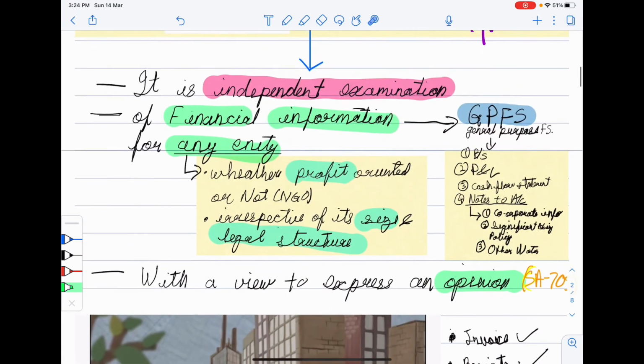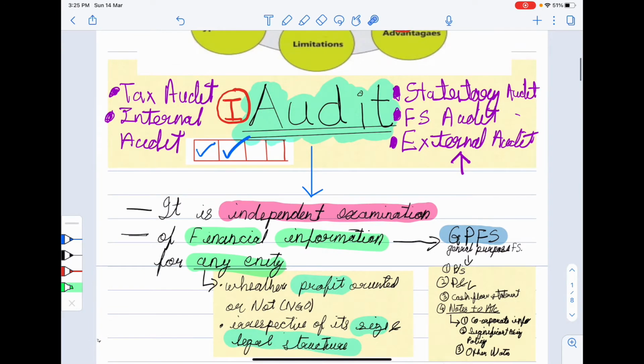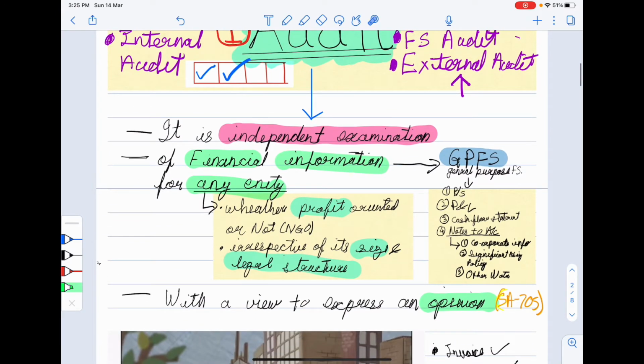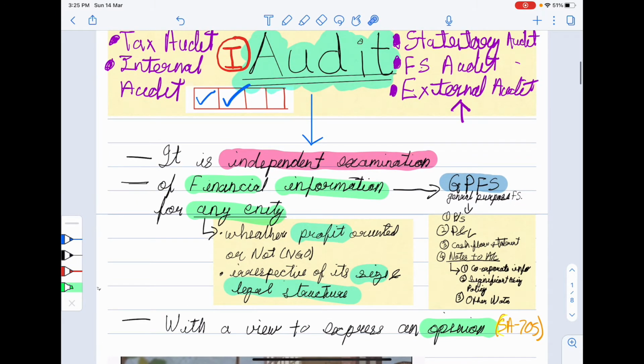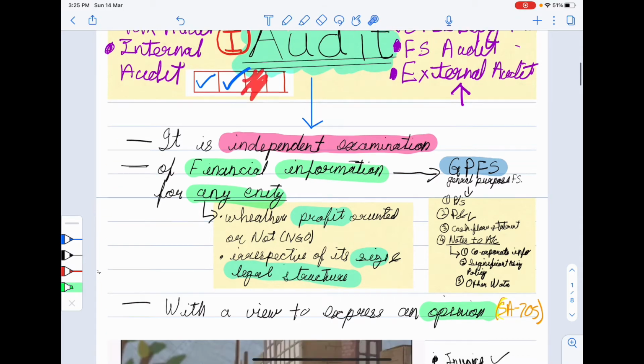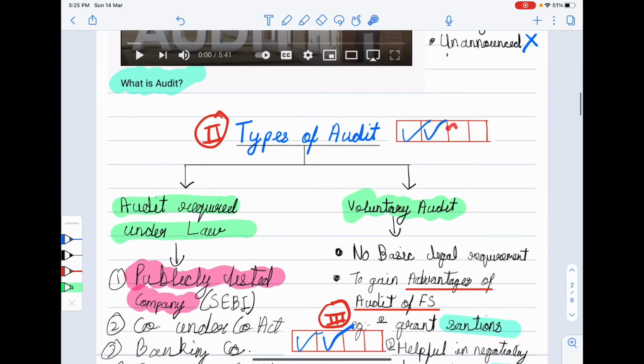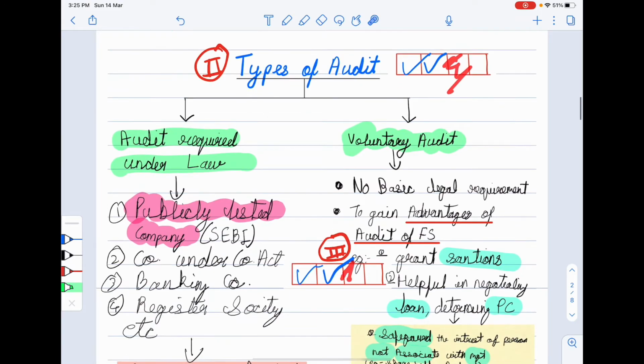The third one we have learned is define audit. What is audit? Audit is an independent examination of financial information of any entity, whether profit oriented or not, irrespective of size and legal structure. Easy. So simply we have learned three answers: define audit, types of audit, and advantages of audit.